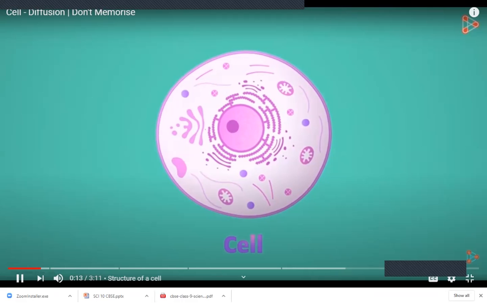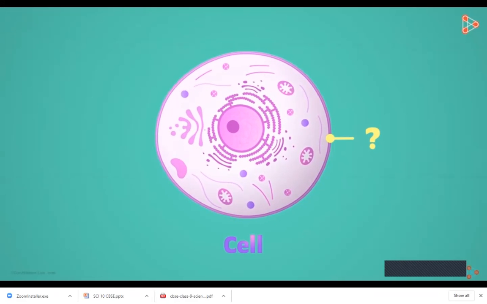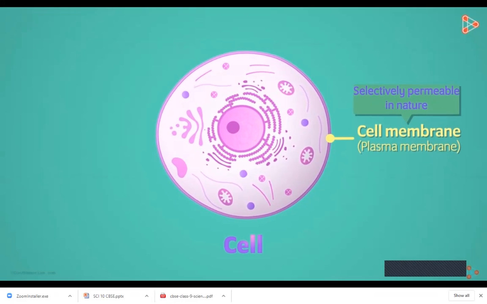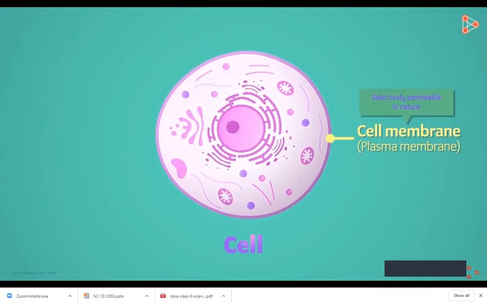We need to study every component present within, and not only within, we even need to study the covering, that is this part, in detail. Can you tell me what exactly this is named as? That's right. It's called the cell membrane or the plasma membrane. In our previous video, we learned that the cell membrane is selectively permeable in nature. That is, it only allows specific materials to enter and leave the cell. Any guesses what the plasma membrane is made up of? The plasma membrane is made up of lipids and proteins and also has some carbohydrate chains.